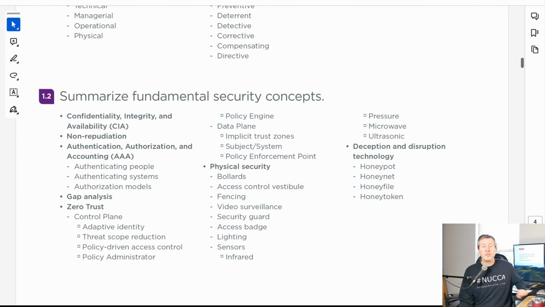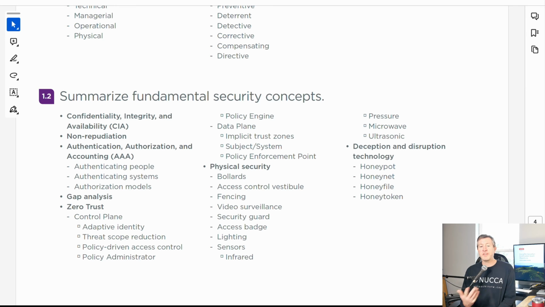For domain 1.2, we start into the CIA triad. This is our confidentiality, integrity, and availability. Definitely something that's very big in the IT security world or cybersecurity world. We also get into non-repudiation. The AAA technology is going to come into play here with our authentication and authorization and accounting capabilities here built into our AAA systems. We'll get into things like zero trust. Zero trust is a big buzzword in the IT world right now, so make sure that you're familiar with zero trust. We especially talk about it in the cloud world.